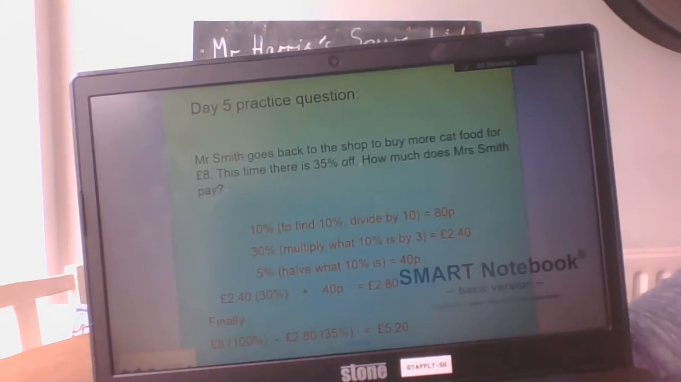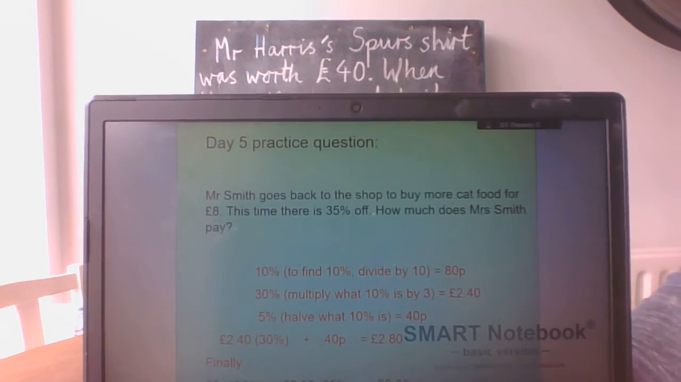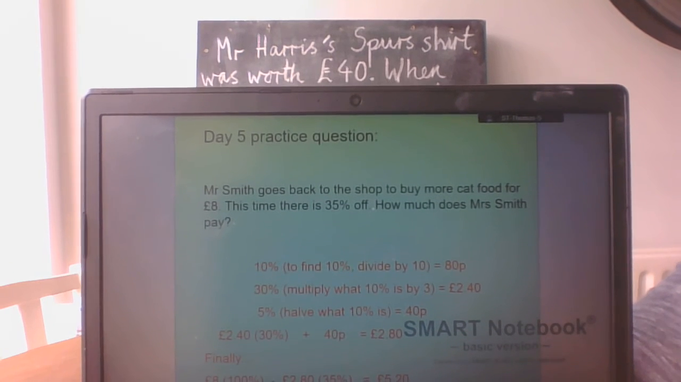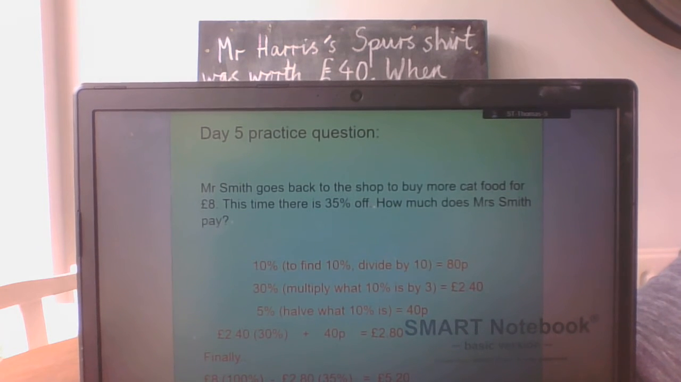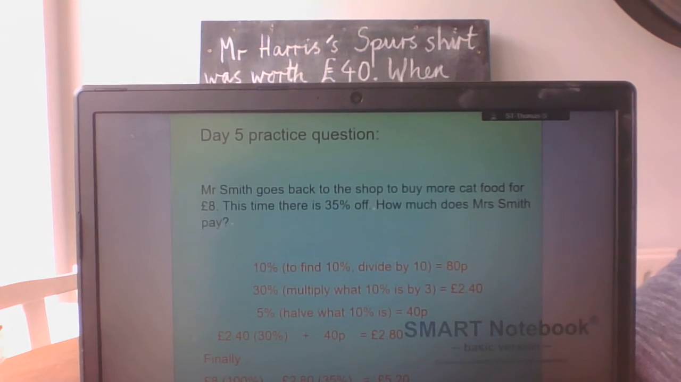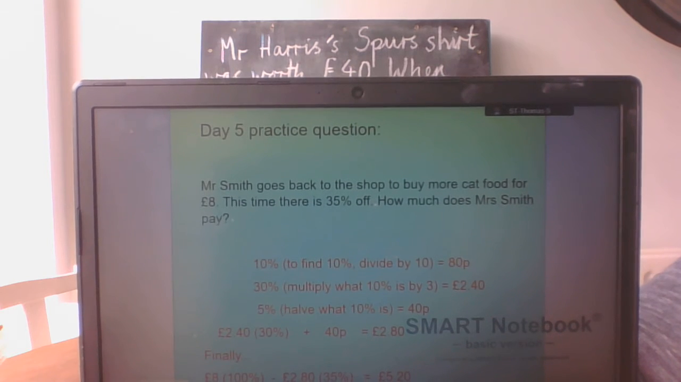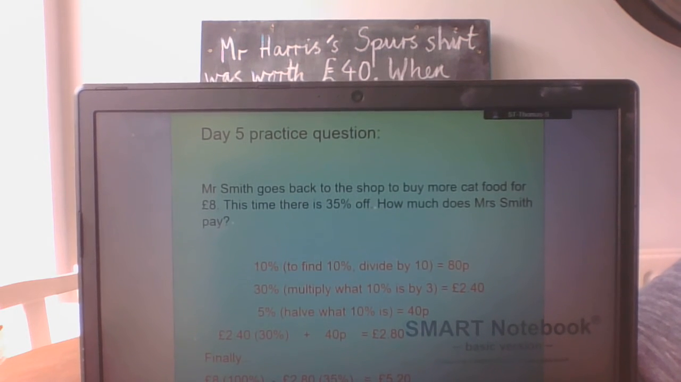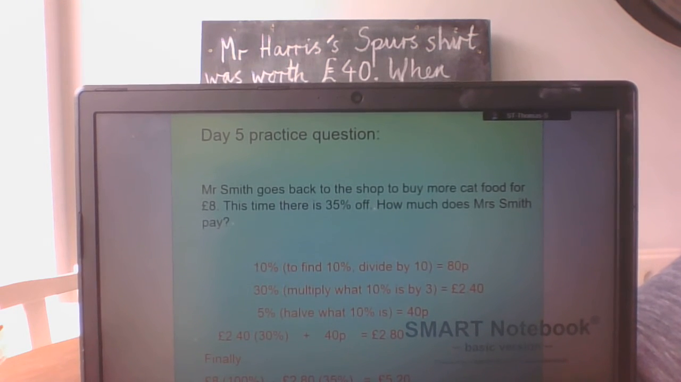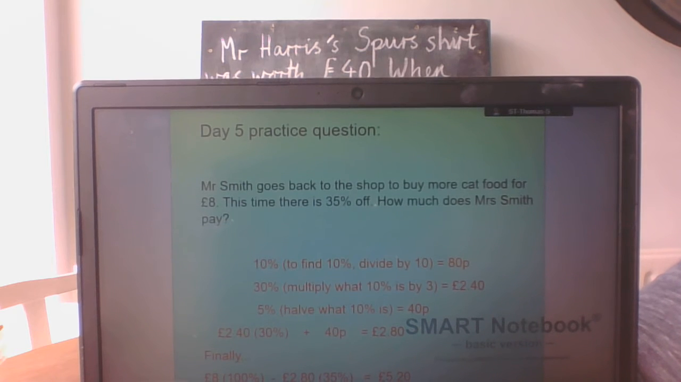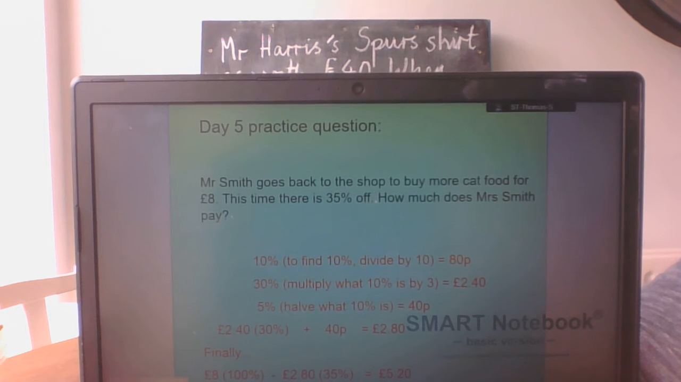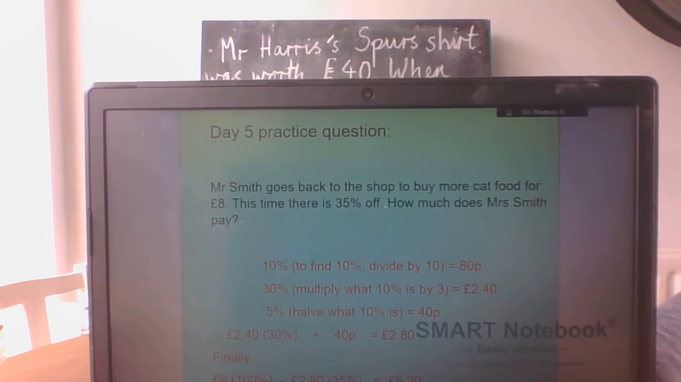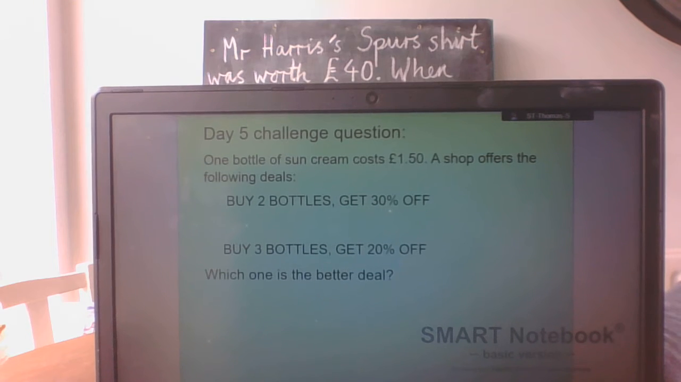So this one, for this strategy, we had to find 10% first. So 10% gave us 80p. To find 30%, we times that by 3, which gave us £2.40. Then to find the 5%, we halved, and took away the 35%, which gave us £5.20. Next one, the challenge question, and it is quite challenging this morning.